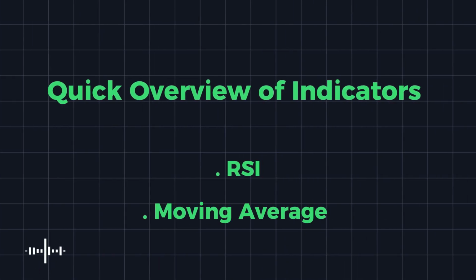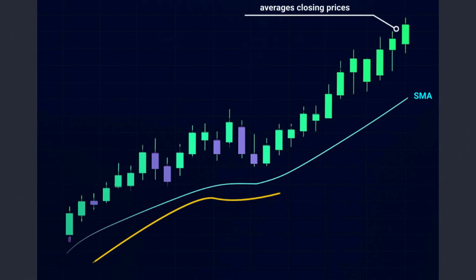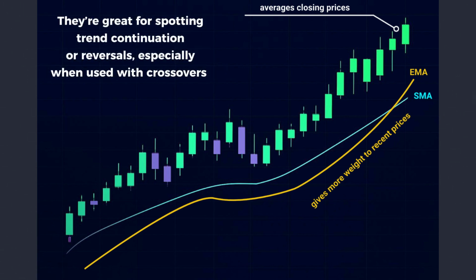Moving average. A moving average smooths out price data over a set period of time. There are two main types. Simple moving average, SMA, averages the closing prices over a period. Exponential moving average, EMA, gives more weight to recent prices. Moving averages help you identify the overall trend direction and potential support or resistance areas. They're great for spotting trend continuation or reversals, especially when used with crossovers.